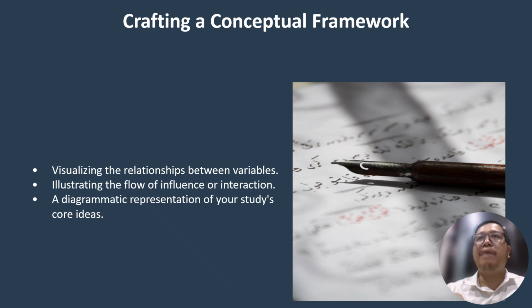One of the most impactful elements of Chapter 2 is the conceptual framework. This is your opportunity to visually map out the relationships between your key variables or concepts. Think of it as a roadmap for your research. It could be an IV-DV, or independent variable, dependent variable model, a process model, or something else entirely, depending on your research design. A well-crafted conceptual framework clarifies your thinking and guides your reader.